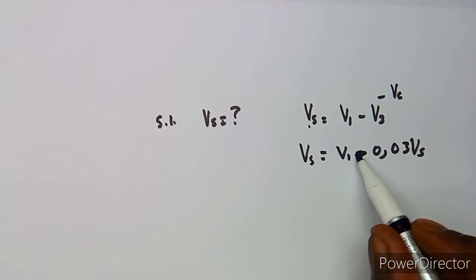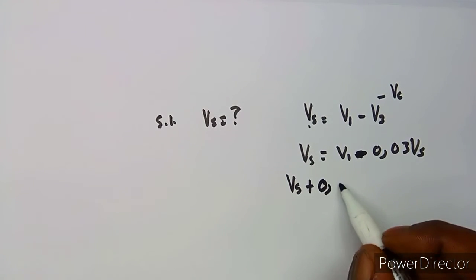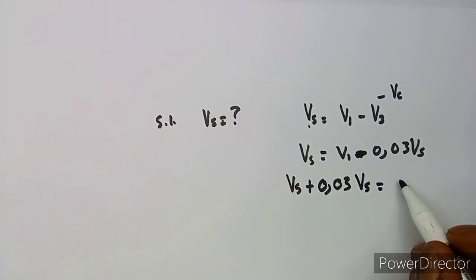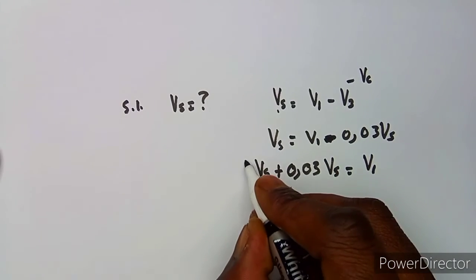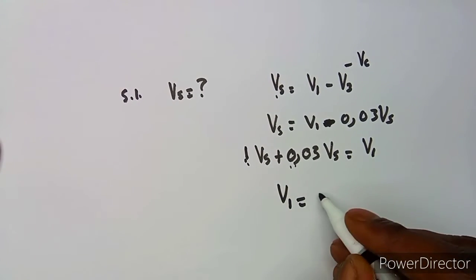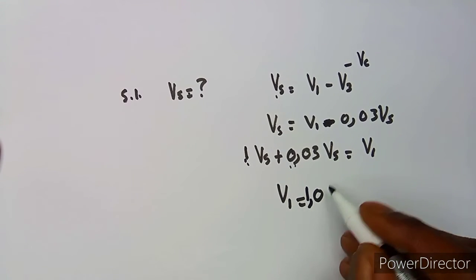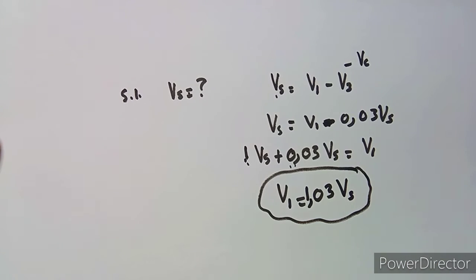So we can make V1 the subject. That's Vs plus 0.03 Vs, which is equal to V1. So we are writing V1 in terms of Vs. This is just like 1, so it's 1 plus 0.03, which is 1.03. That's V1 is equal to 1.03 Vs. Let's just put this aside as if we didn't calculate anything. Let's just leave it aside like that.